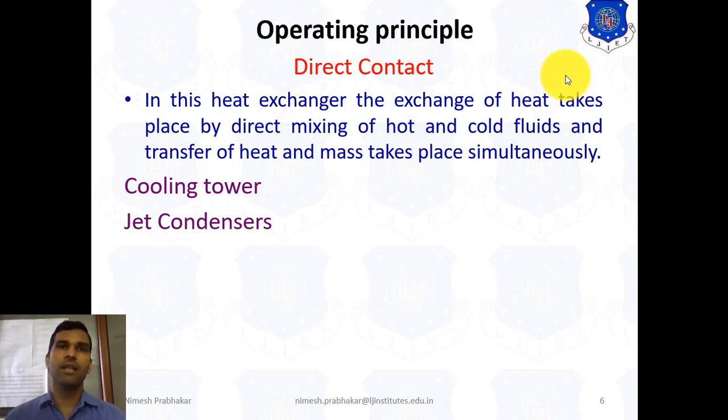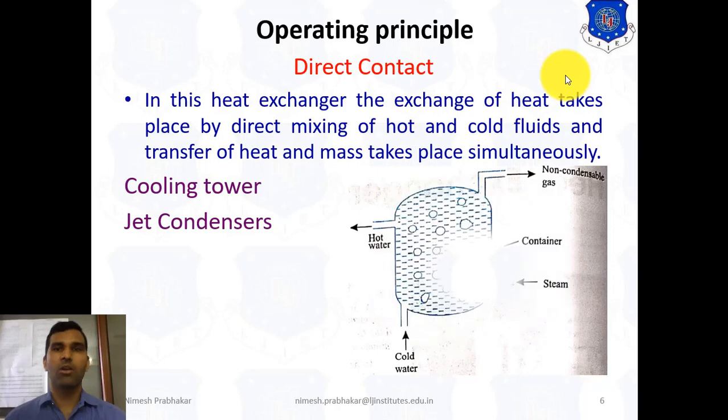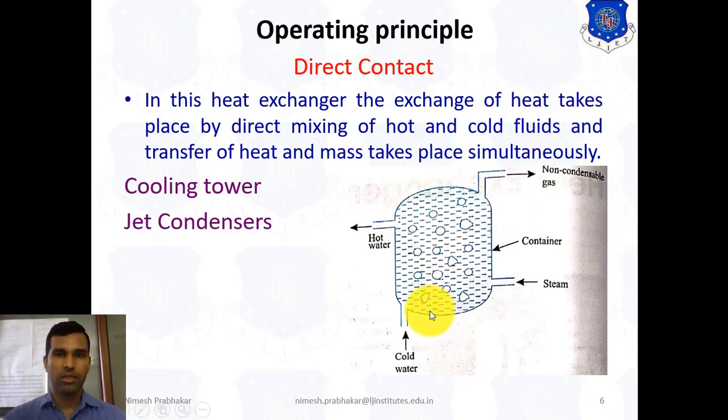Now to better understand, we take one example figure of a direct contact heat exchanger. Here see, cold water comes from this side, and this cold water is converted into hot water. To convert this cold water into hot water, we give steam from this direction, and finally the steam leaves from this direction, along with non-condensable gas.